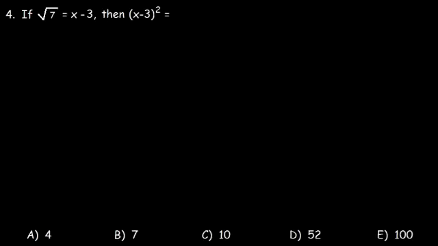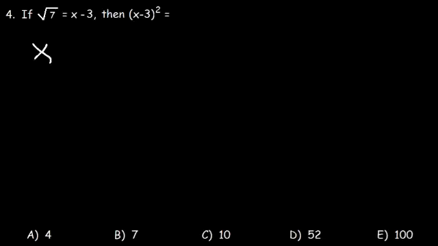Number 4. If the square root of 7 is equal to x minus 3, then x minus 3 squared is equal to... So how can we solve this particular problem? Now, we could try the approach that we used in the last problem, and that is solve for x in the first equation and then plug it into the expression on the right, into x minus 3 squared. We could do that, and that will work. It will give us the right answer, but we don't need to.